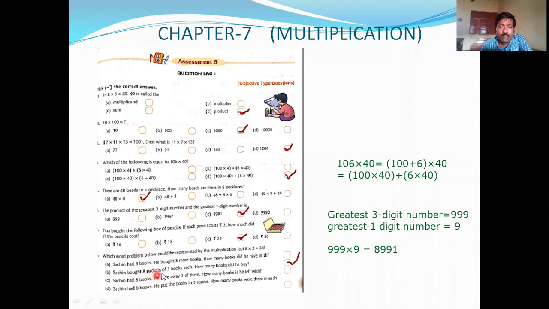Sachin bought 8 packets of 3 books each. How many books did he buy? To find how many books, we will multiply 8 into 3. 8 multiplied by 3, we get 24. So this is also called a multiplication fact. Our answer will be B. It is not required to check the other options because our answer is B.